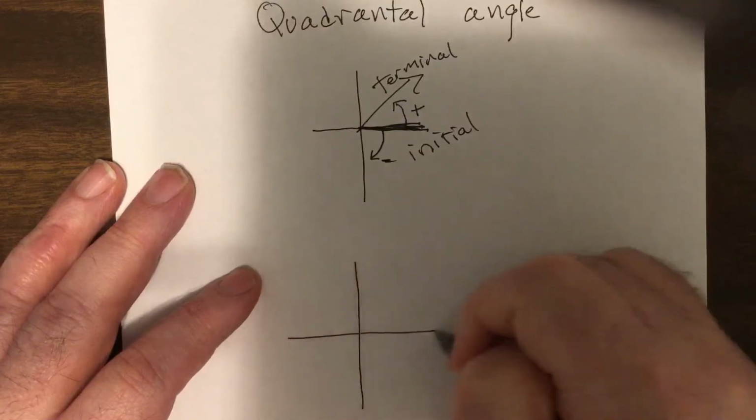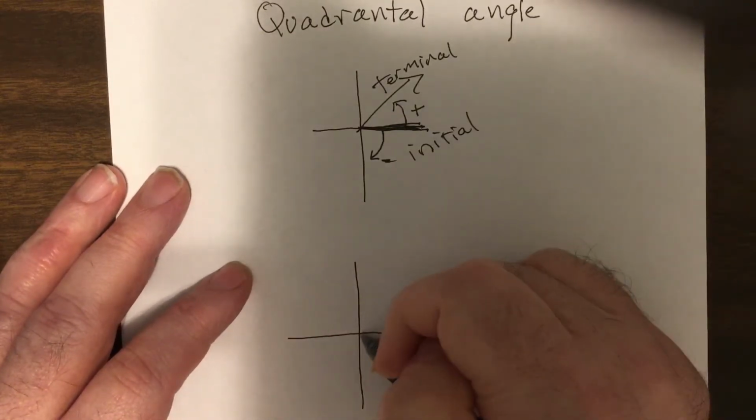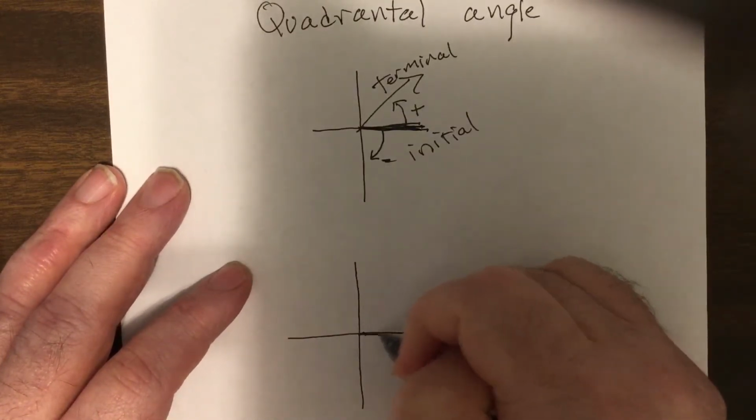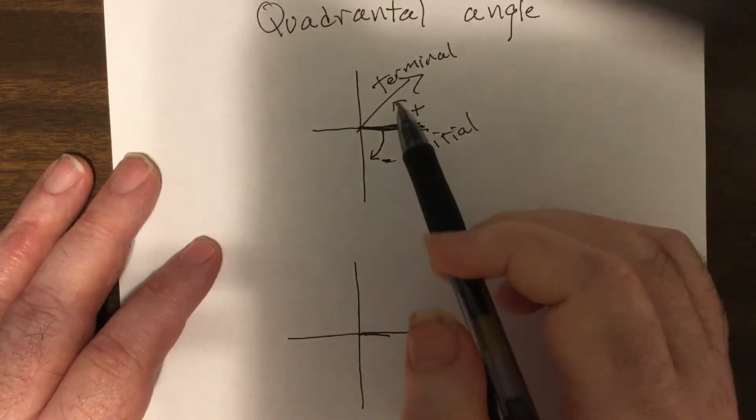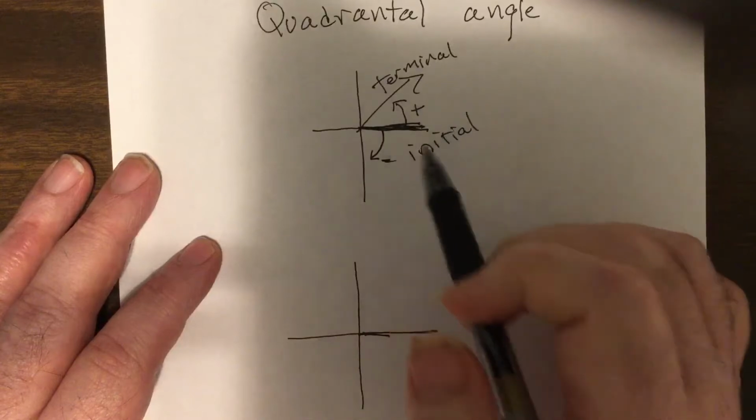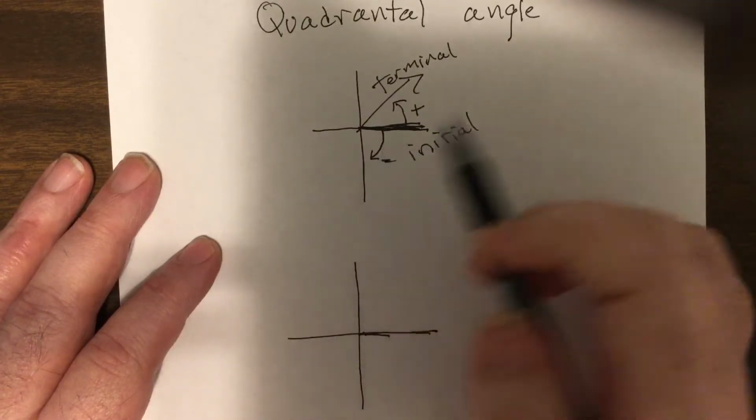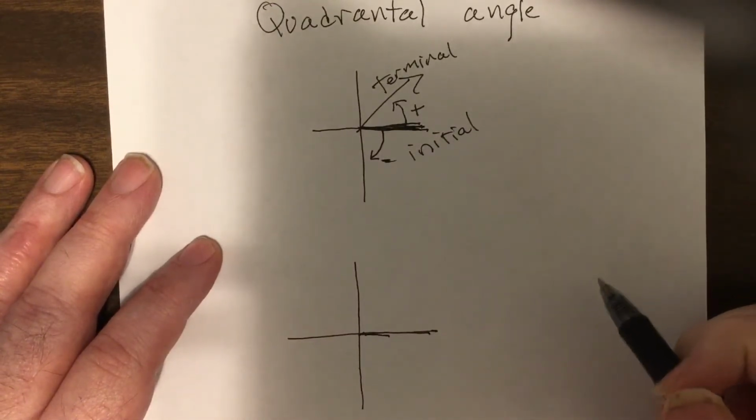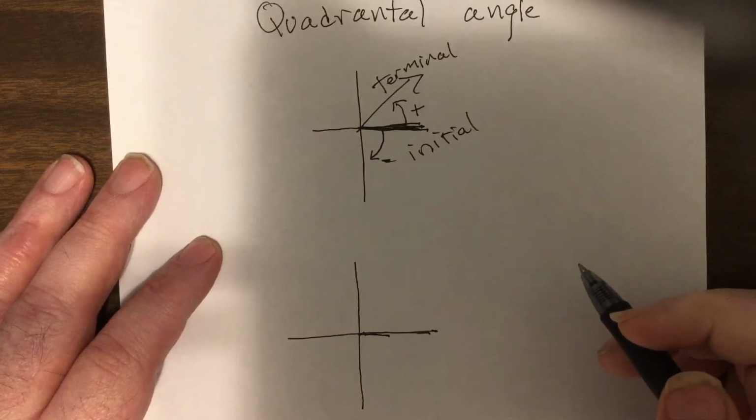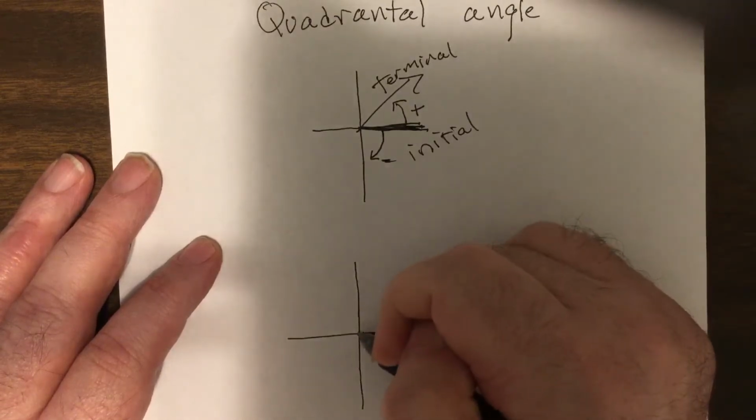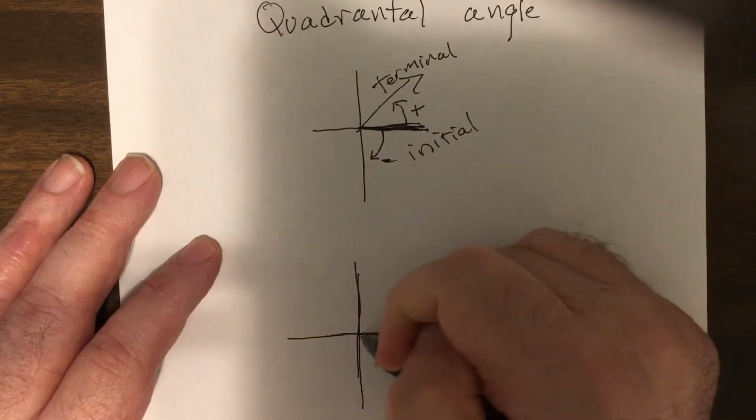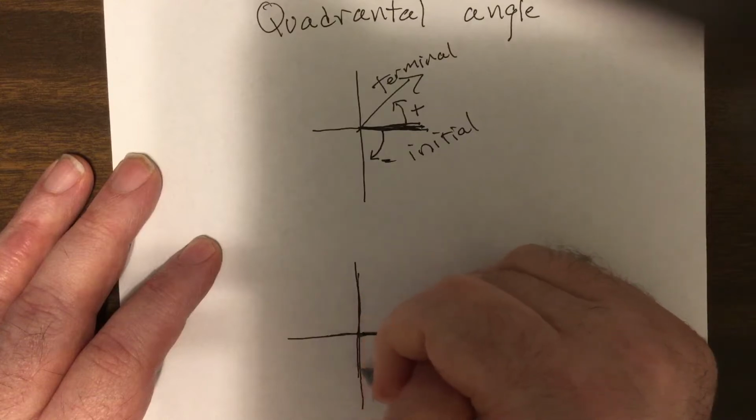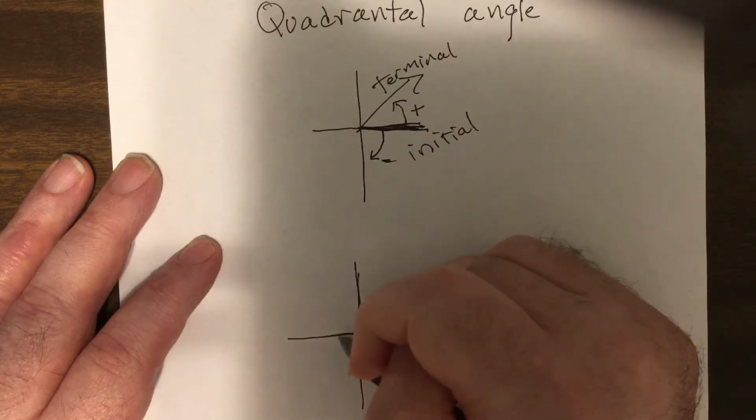So I'm going to take an angle, put the initial side here. Now, a quadrantal angle is where the terminal side is on an axis. So it would either be here, here, here, or here. So if you notice, those are all multiples of 90, or negative 90 if you want to go that route.